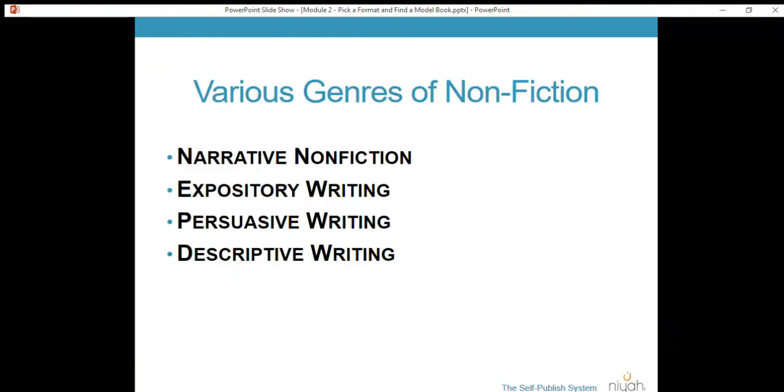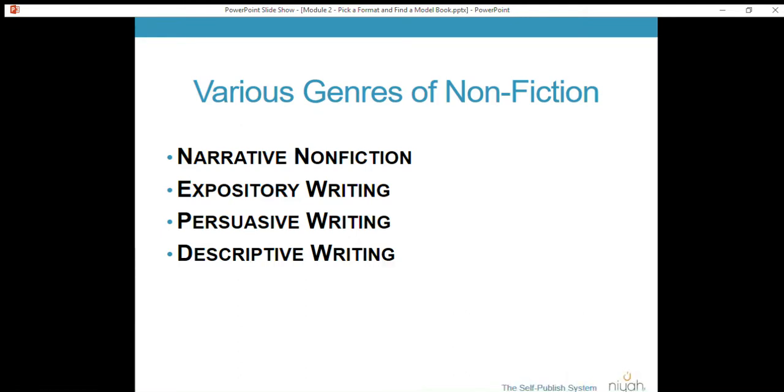Now, when you think about nonfiction titles, there are various types, right? There are a lot of different types of nonfiction books. You have narrative nonfiction. What is narrative nonfiction? Think of a memoir, right? Think of a personal essay. It's something that is telling a story, and you can lean on many storytelling techniques.